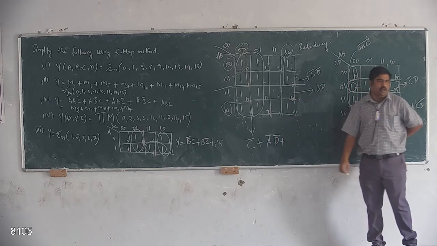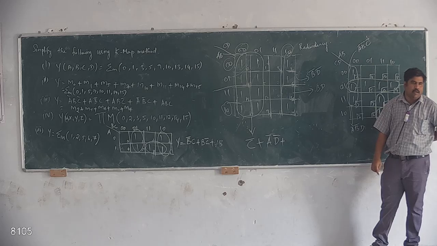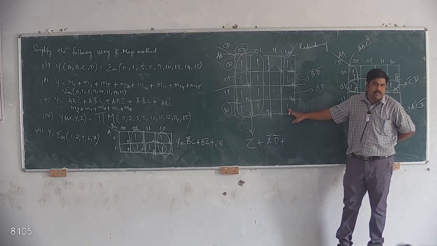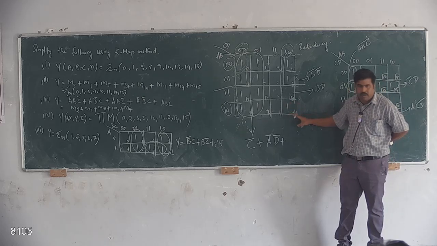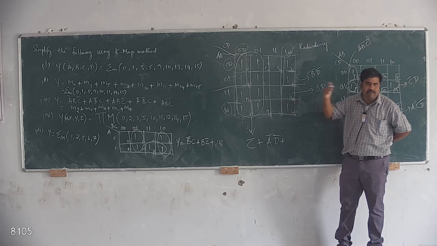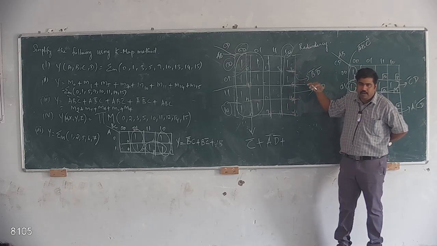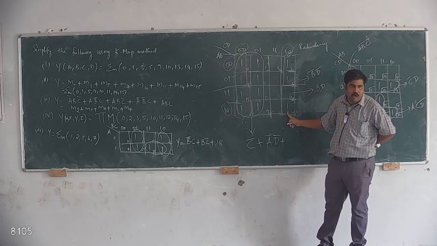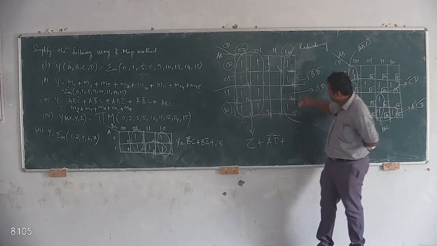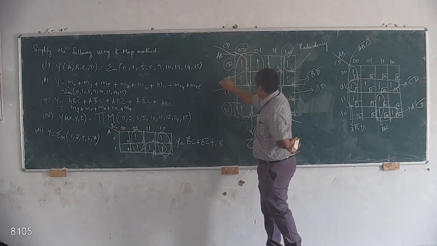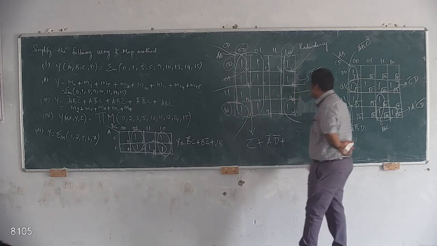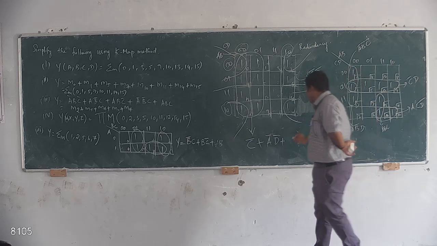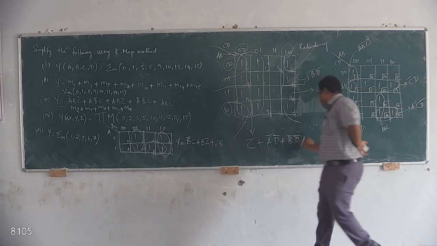So what is another quad? Listen carefully. This one is left alone, which means we should not combine this one single-handedly. We need to check whether adjacent cells are possible or not. Here this one, this one, this one and this one make 1 quad. What is the answer for that? The answer is D bar, B bar. So this is your answer.